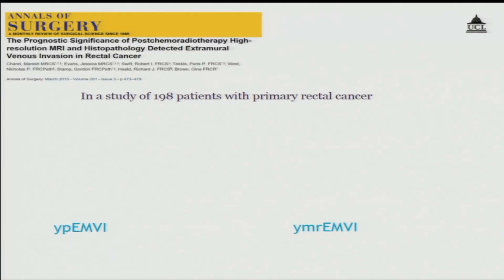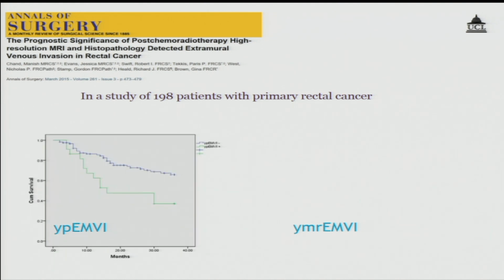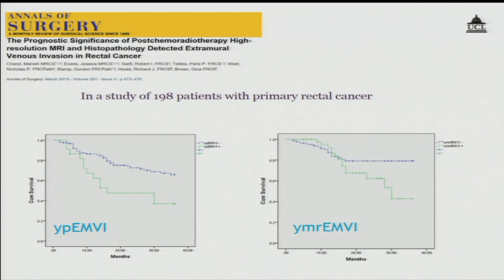In this study of 200 patients that we did, of those that had neoadjuvant chemoradiotherapy, because there is often a suggestion that once you've had neoadjuvant chemoradiotherapy the scans become more difficult to interpret, we again did something very similar. And those patients that had YP, so that is pathological EMVI status after having neoadjuvant chemoradiotherapy, and YMR, so this is a restaged MR scan, again, the graphs are very, very similar. And interestingly, another part of this particular study was that of these 198 patients, MRI or YMR EMVI rates were higher than YP EMVI rates.